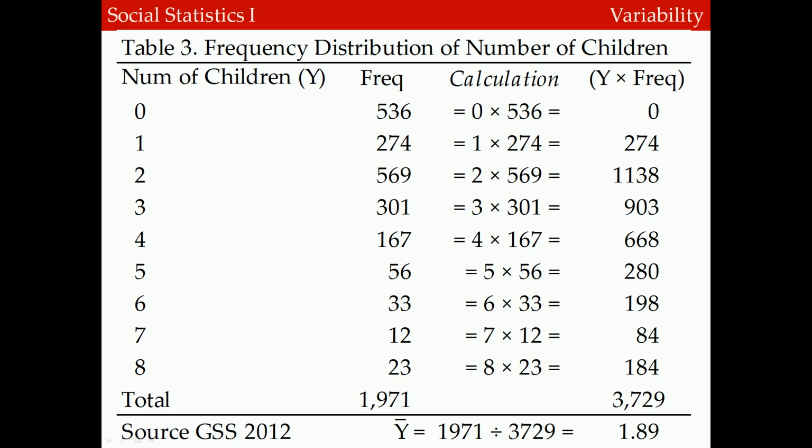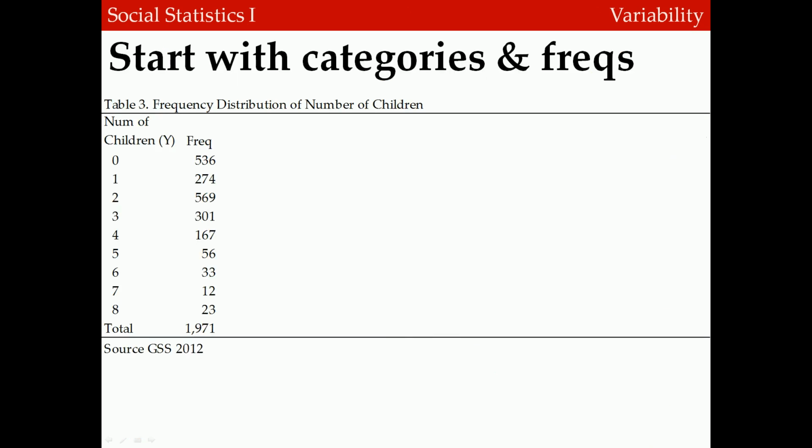So, this table shows the calculations for the average number of children. Recall that we found this value in an earlier lecture when we looked at measures of central tendency. We found that for the number of children in this sample, they have just under 2 children on average, or more specifically, 1.89 children. So, let's start by taking the values of the categories of number of children and listing their respective frequencies.